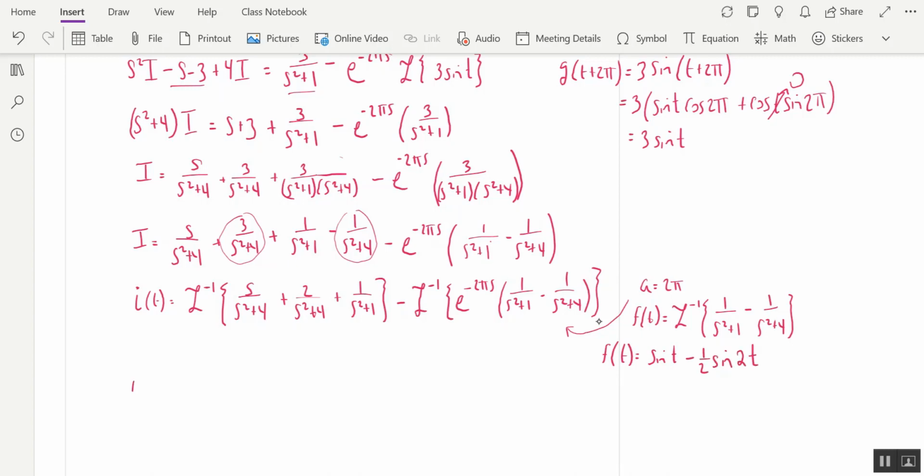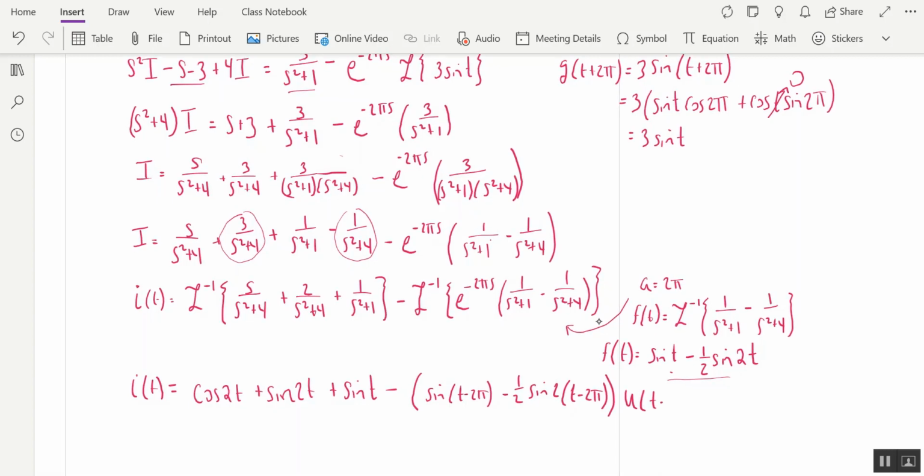All right, so now I'm ready to go back to this side. I of t is, let's start taking L inverse of these pieces. This first fraction is cos 2t. The second fraction is sine 2t. And the third fraction gives us sine t. Then we get minus f of t over here. Well, I just erased it. F of t, that was sine t minus 1/2 sine 2t. I want to take f of t minus 2 pi. So sine of t minus 2 pi minus 1/2 sine of 2 times t minus 2 pi. All of that gets multiplied by u of t minus 2 pi.